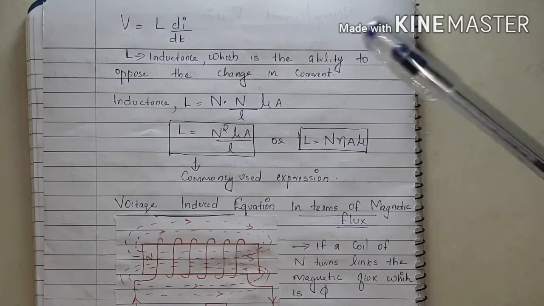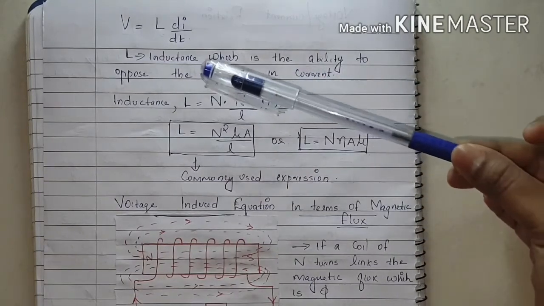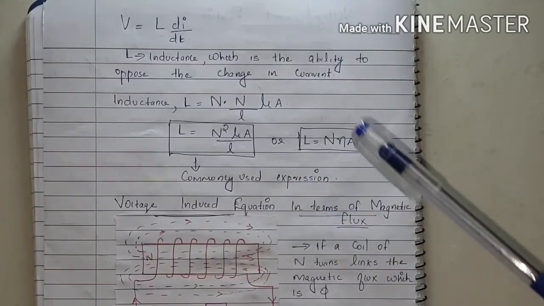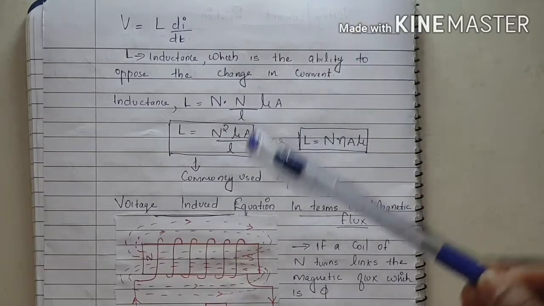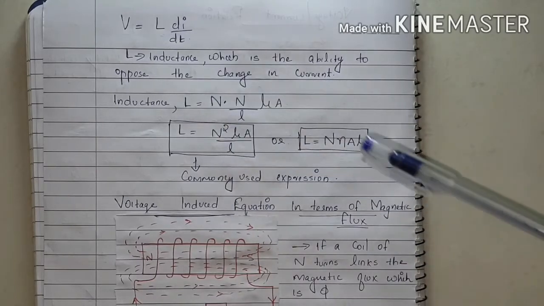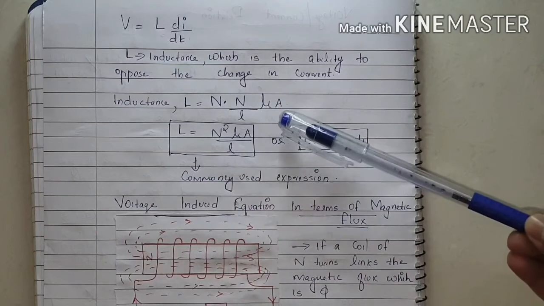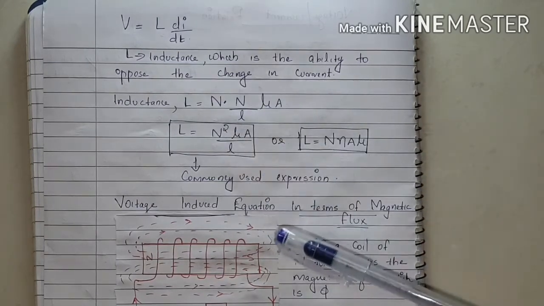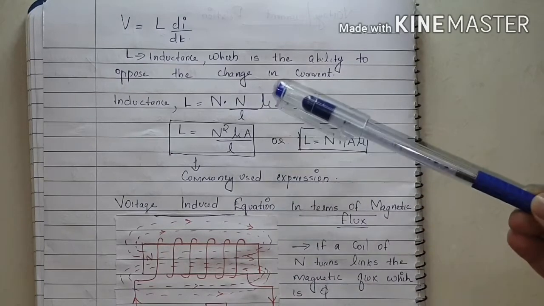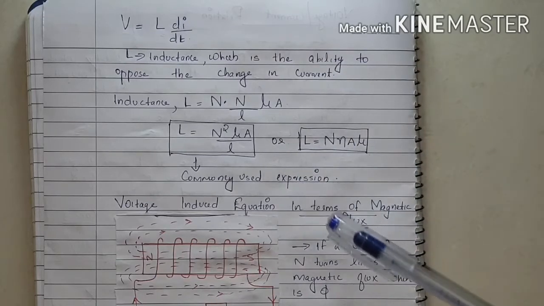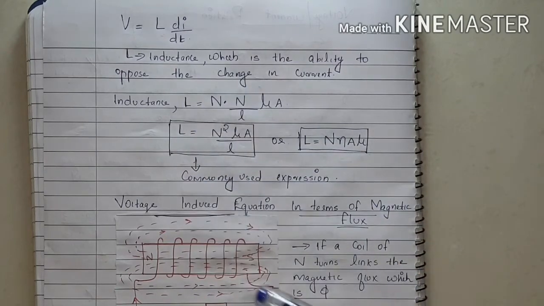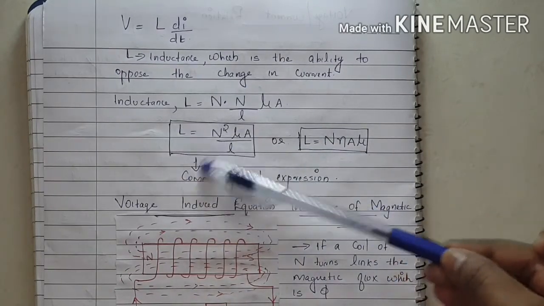So, the voltage induced in an inductor can be written as V equal to L di by dt, where L is the inductance, which is the ability to oppose the change in current, and di by dt is the rate of change of current. And this inductance L can be written as N into N by L mu A, where N is the number of turns, L is the length of the inductor, mu is the permeability and A is the cross-sectional area. That is N square mu A by L. This is the commonly used expression to find the inductance value.